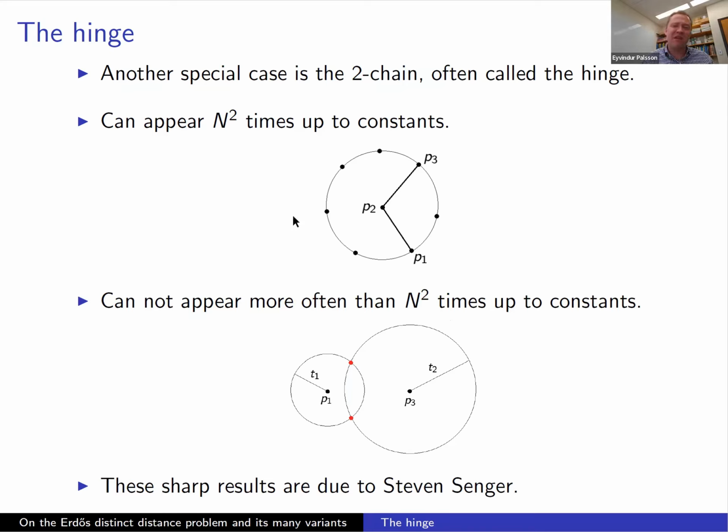And let me say that this lower bound construction can easily be generalized to 2 different distances by simply laying down 2 circles at the same center and just splitting the points up evenly between the 2 circles. So for the hinge, you have asymptotic bounds, upper and lower, that are both n squared. And this is due to Steve Sanger. I think it appeared in his PhD thesis back in the day.